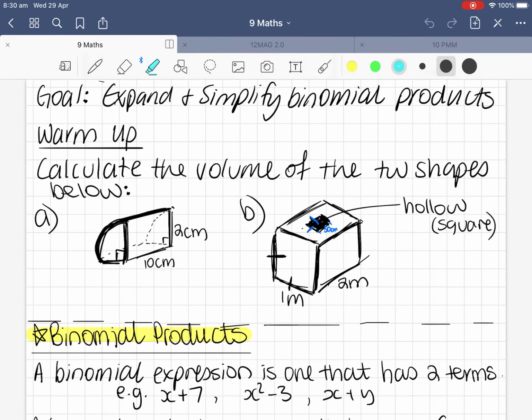Hey everyone, welcome to week 3. This is our first lesson of the week. Our goal is to expand and simplify binomial products.